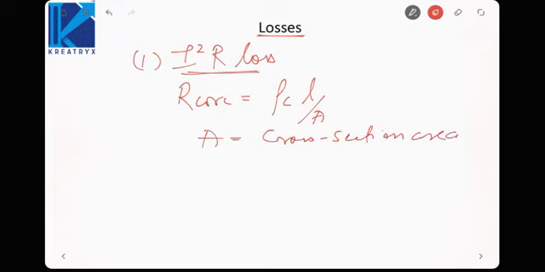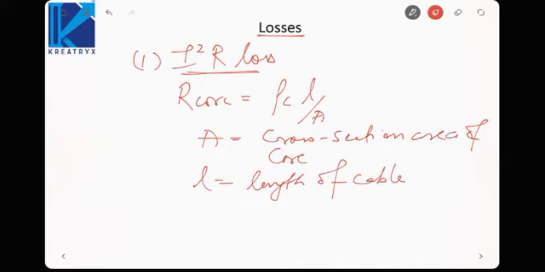L is the length of the cable. Rho core is the resistivity of the core. As we saw, as temperature increases, R core will increase, which causes an increase in the I square R loss. So this conduction loss or ohmic loss will increase with an increase in temperature. This is not the important loss for us because this will happen with every conduction way, whether you are using an overhead line or an underground cable.